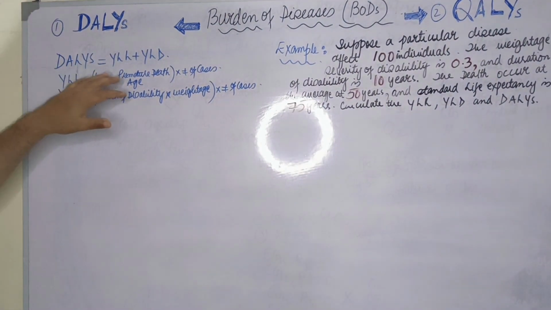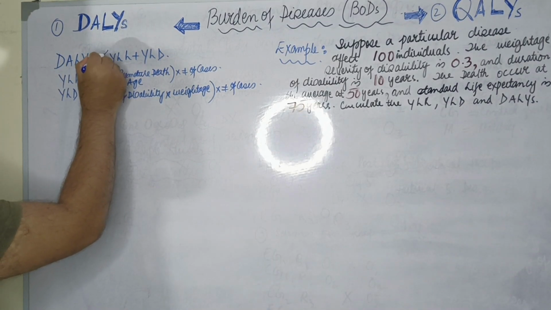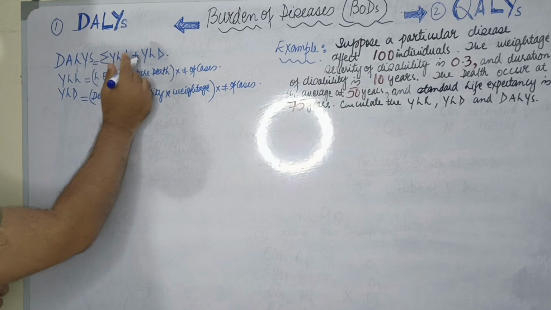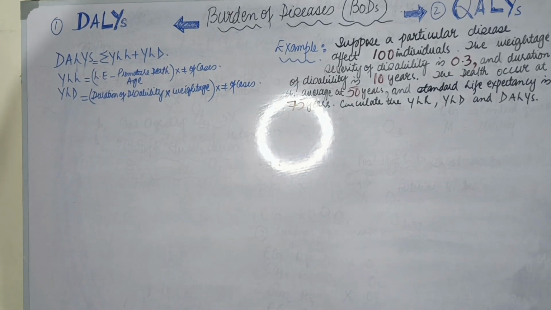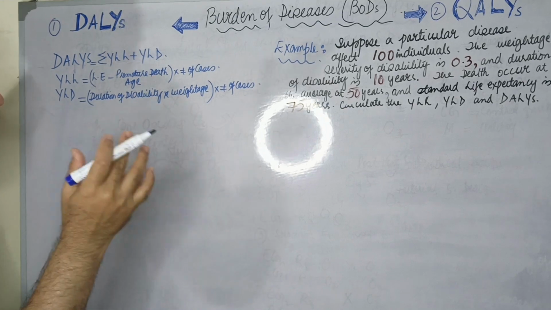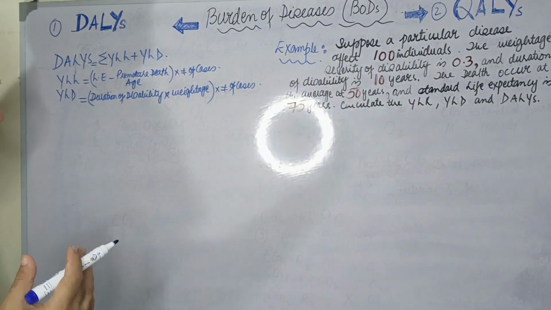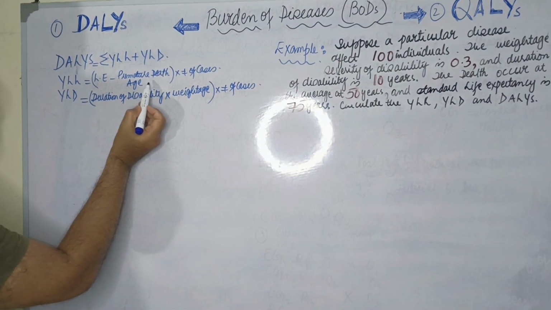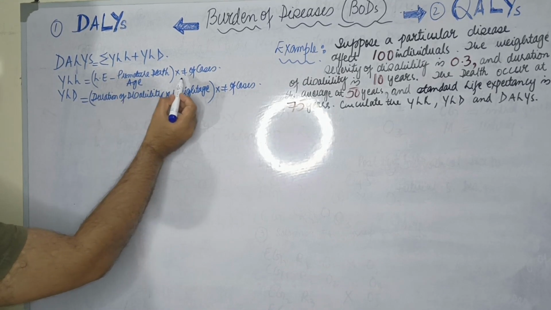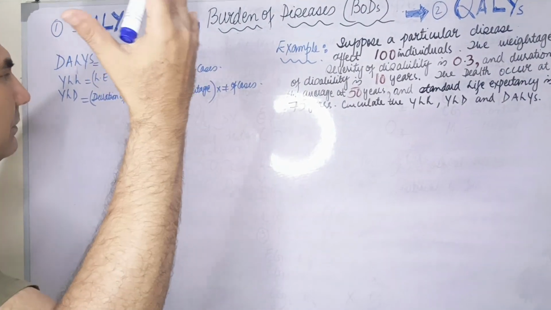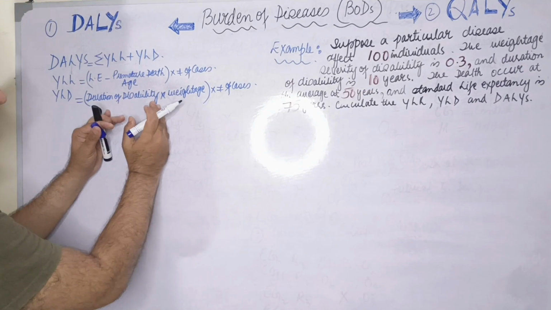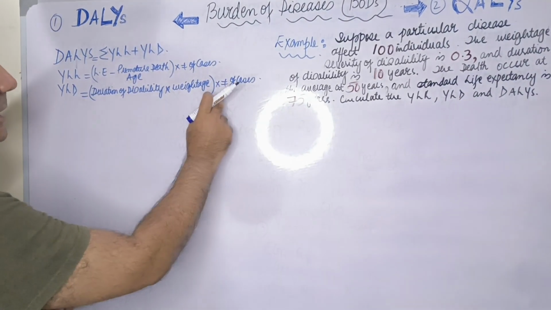Now, what is the formula for the DALYs? I told you the DALYs is the sum of YLL and YLD, years of life lost and years lived with the disability. YLL is the years of life lost, calculated by subtracting the premature death age from the standard life expectancy and multiplying by the number of cases, maybe 100 or thousands. The formula for the YLD is the duration of the disability multiplied by the weightage of the disability and multiplied by the number of cases.